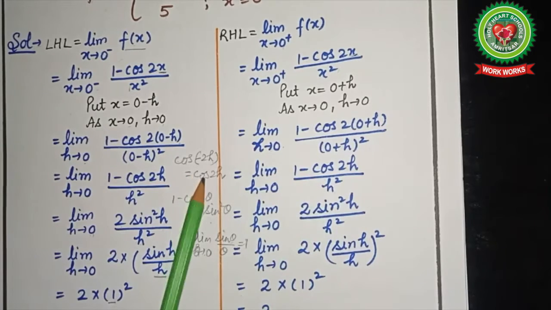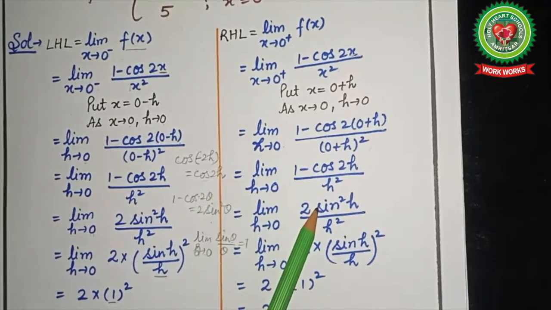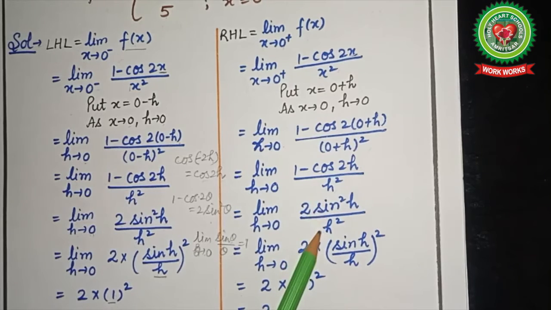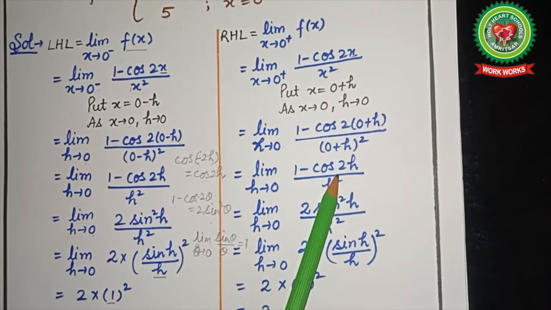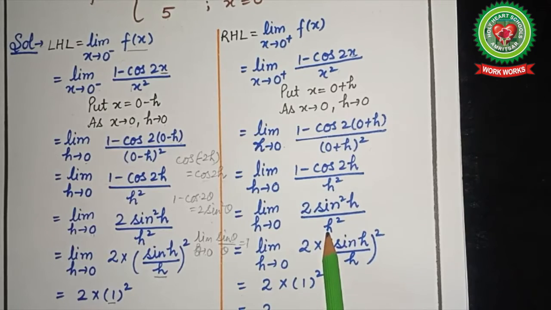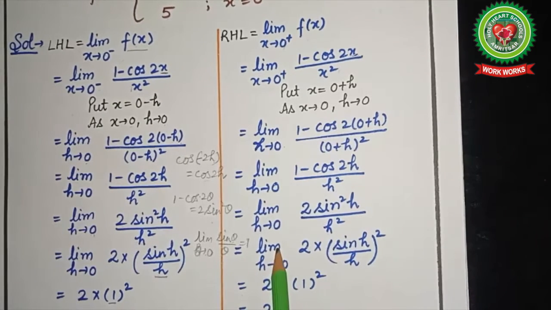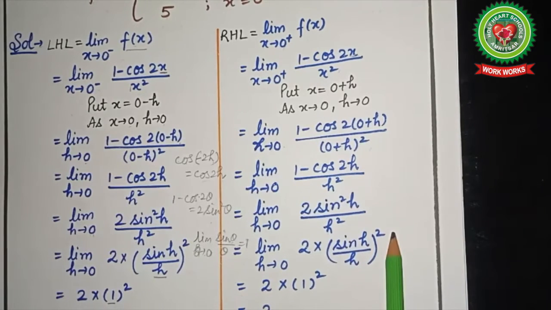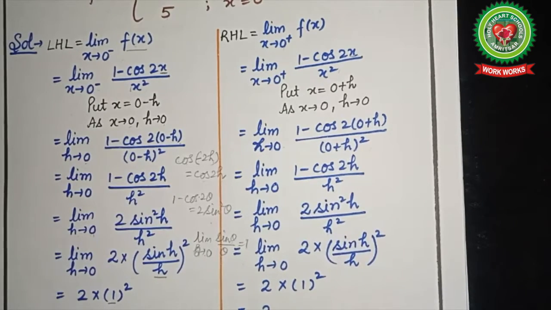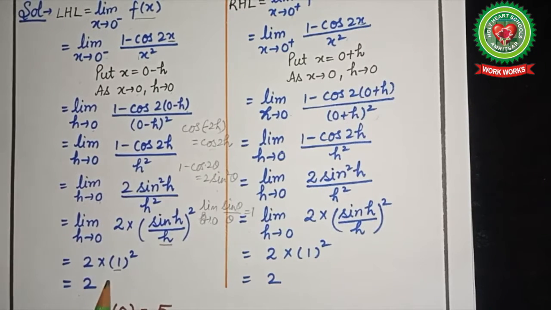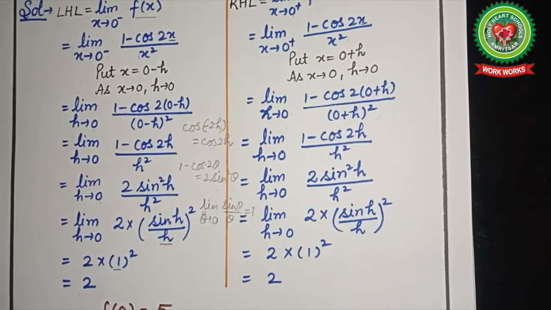The same formula will be used here. It changes into 2 sin square h upon h square. So on applying the formula, we get 2 sin square h upon h square, equal to limit h approaches 0. Here the same limit is formed, so (sin h upon h) whole square, its value will be 1. So the answer is 2. Now left hand limit is equal to right hand limit.